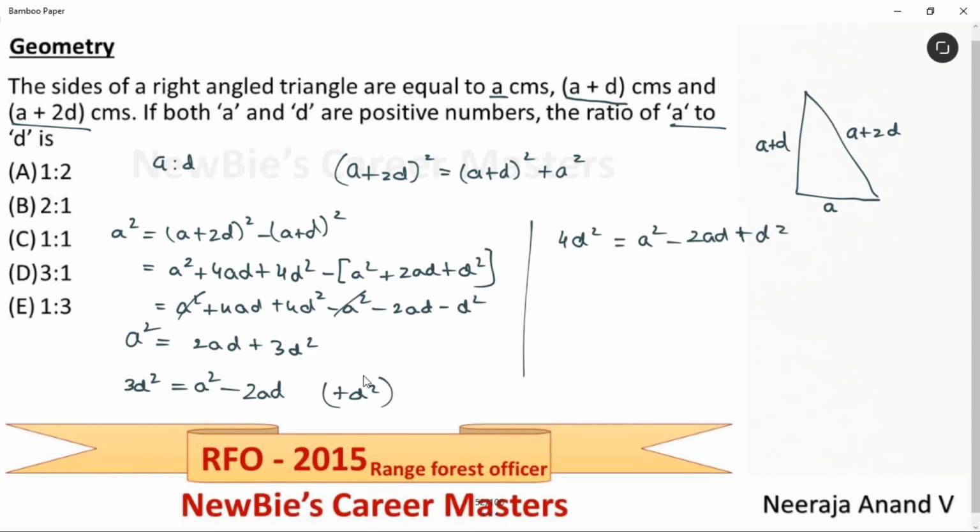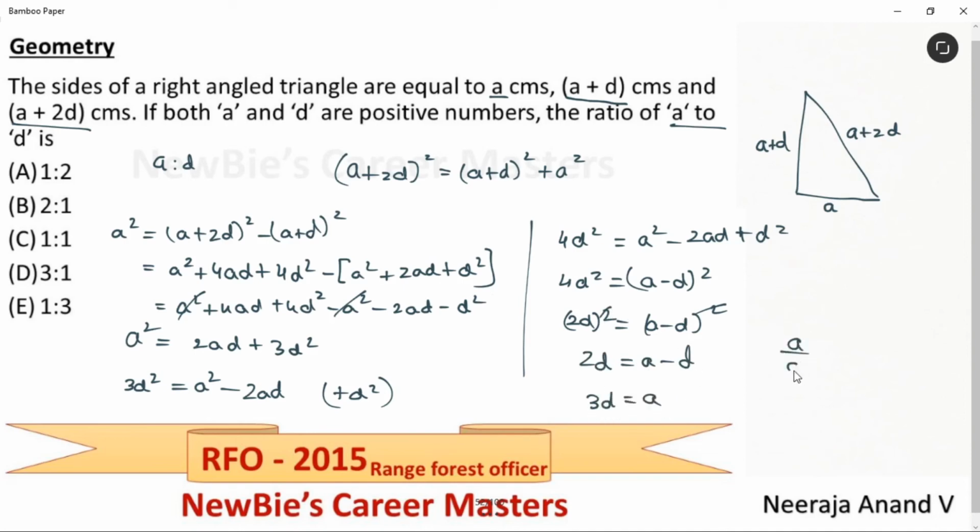Newbies, think why I have added this D square to both the sides? Very simple. Because we can write this as A minus D whole square. That's it. Okay. Now, we can rewrite this as 2D whole square equals A minus D whole square. We can cancel the squares now. What are we left with? Yes. Then let's bring D this side. We get 3D is equal to A.